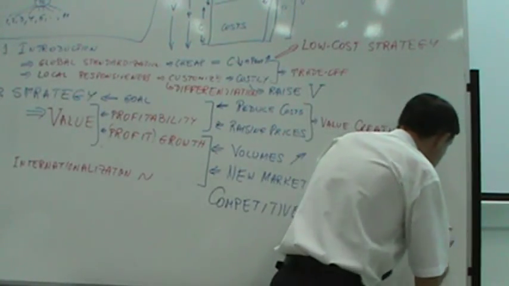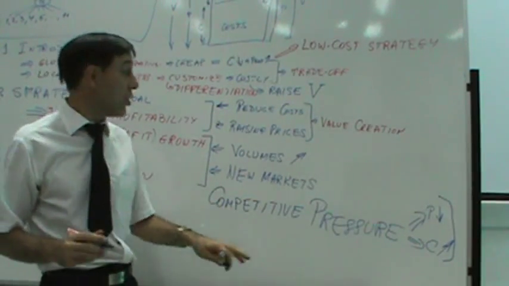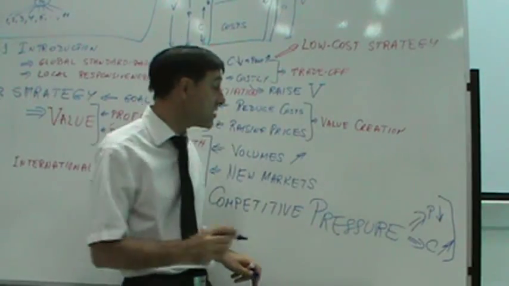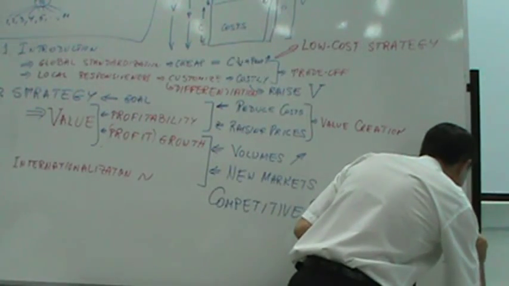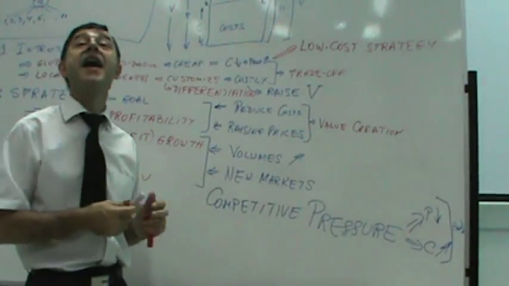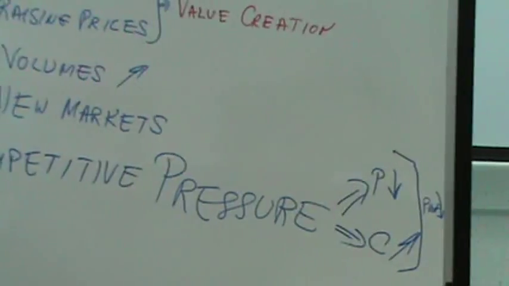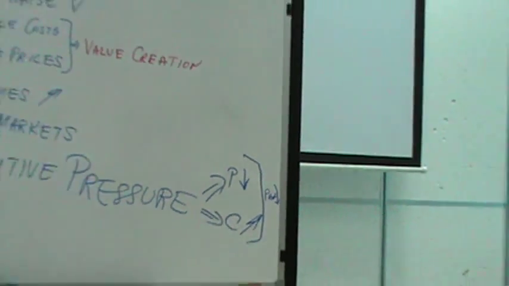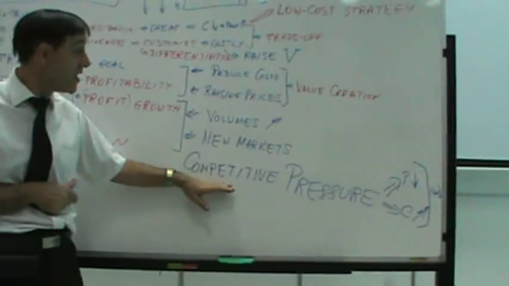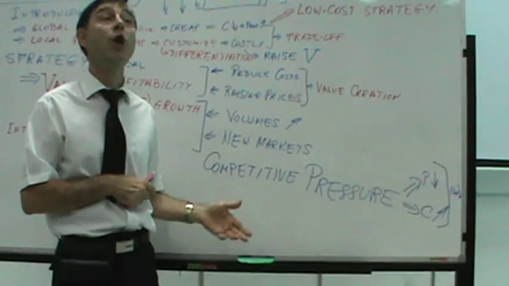So because of the lower price and the higher cost, profitability goes down. And in strategy, we like to say that the primary determinant of business profitability is the competitive environment, or competition determines profitability, and competitive pressure drives profitability lower.